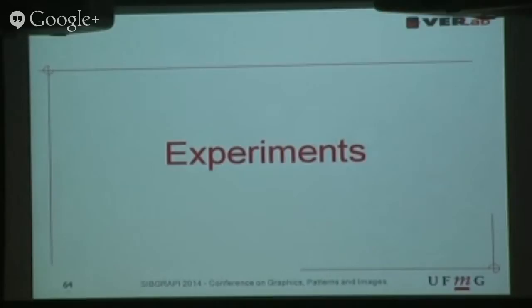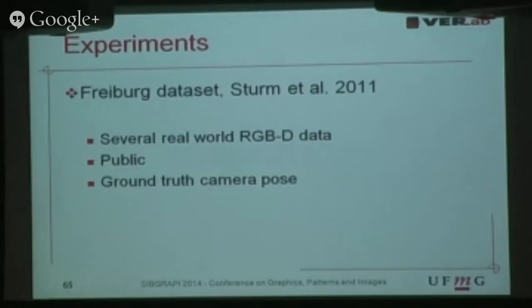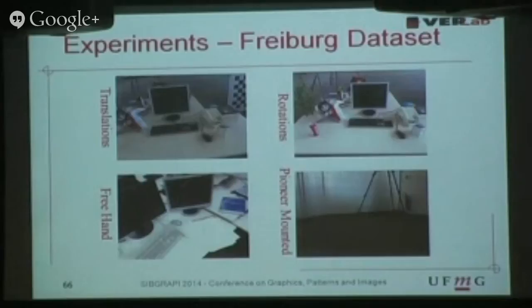So, some experiments. The experiments were performed using the Freiburg dataset. It's very interesting because you have actual real data obtained with a Kinect. So there are several real-world RGBD data sets. It's public, and you have a ground truth camera trajectory to compare against. Some of the elements of this data set contain just simple translations, X or Y translations. You have rotations where you rotate about the main axis, like a yaw angle. You have free-hand movements, where you move your Kinect freely in the environment. And you have a set where images were acquired with a mobile robot.